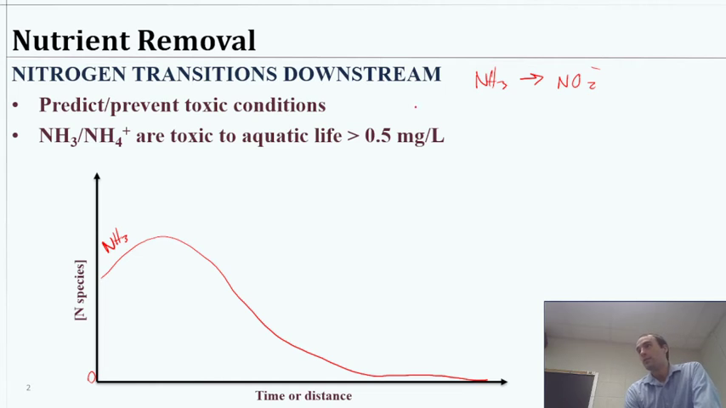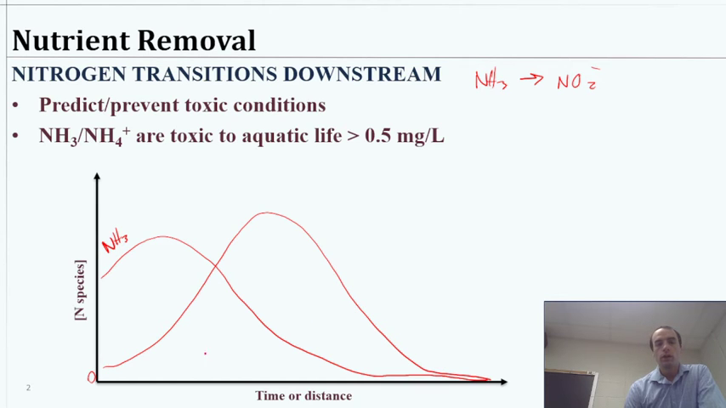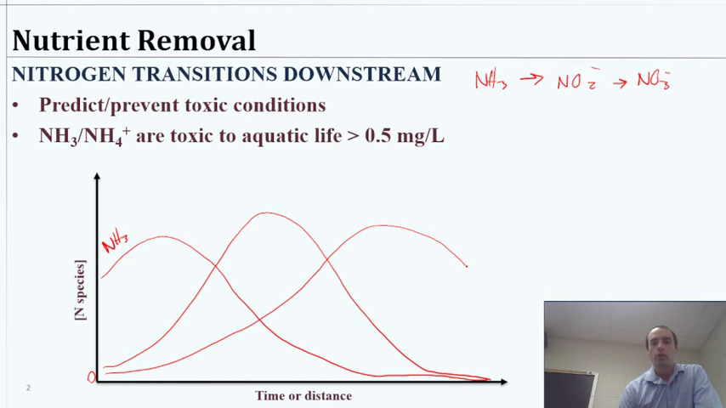Nitrite is also toxic to fish and other things. And what's going to happen is you'll get nitrite spiking and then eventually removed. And nitrite's going to be converted into nitrate, which is the most stable and the least toxic version. And so that will eventually take over as kind of the predominant nitrogen species.